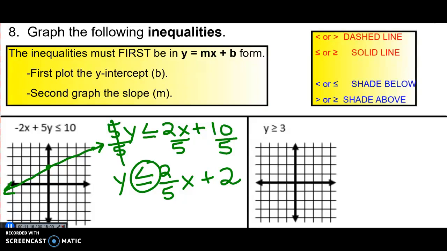Okay, we look at our symbol again to see if we shade above the line or we shade below the line. And in this case, since it's less than, we shade below. Less than, below. That makes sense.